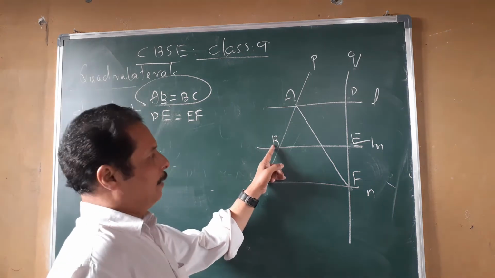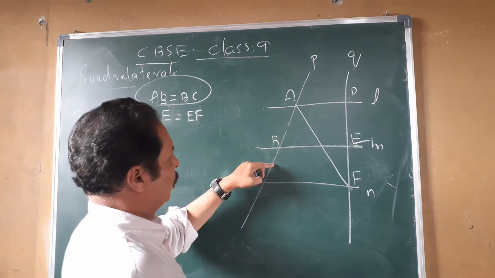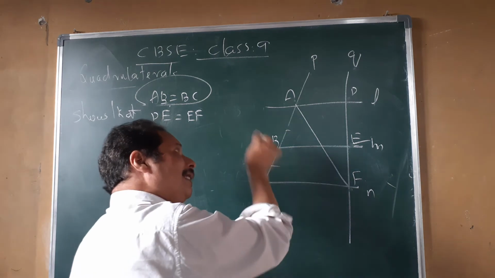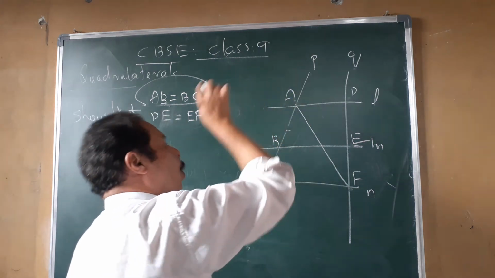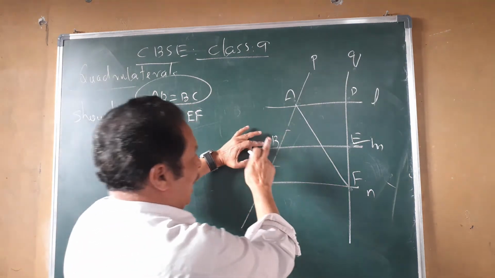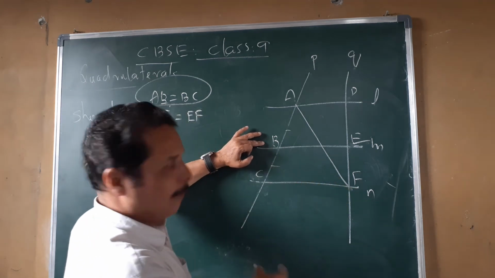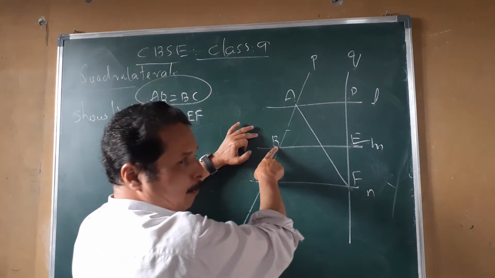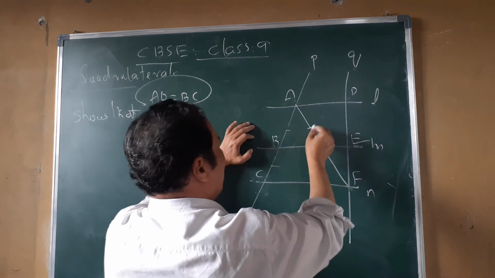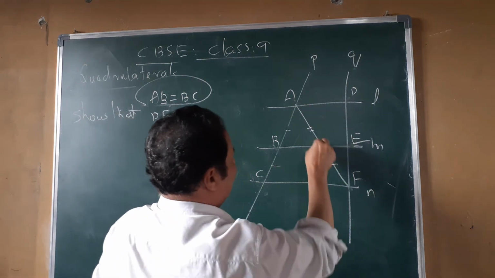Now, look at the point B. It is the midpoint of AC. It is given AB equal to BC. That means it is the midpoint of AC. B is the midpoint of AC. That is given, AB equal to BC. A line, look here, a line parallel to one side. Okay? And already it is the midpoint. A line passing through the midpoint of one side, parallel to the other side, bisects the third side. So, if this point is G, AG equal to GF.